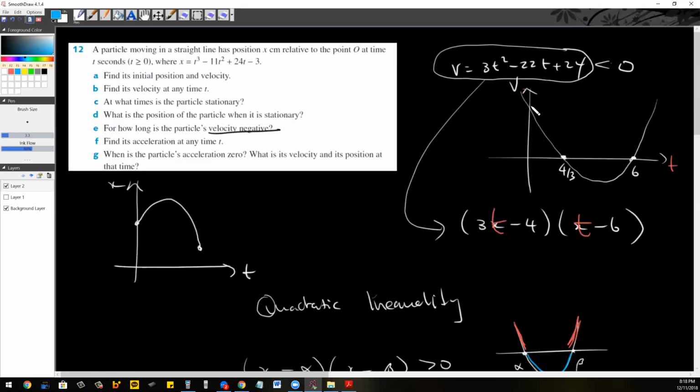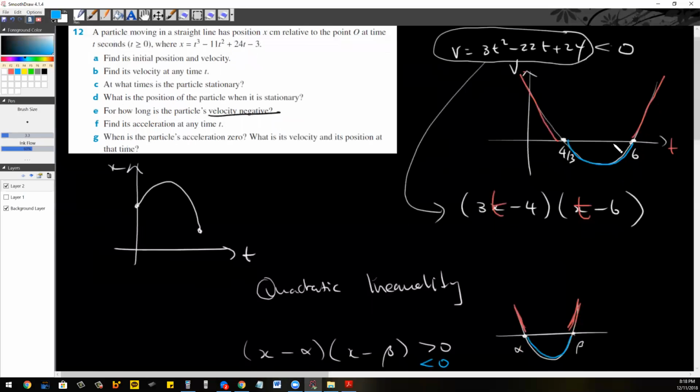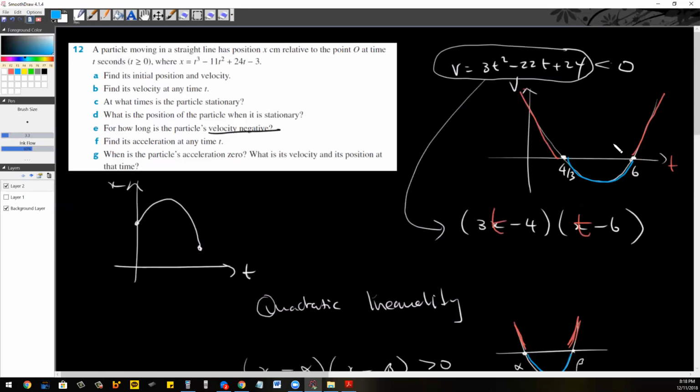Now you can see that the velocity is positive here and here, right? Negative here. Same thing as this one. So what must be the time so that the velocity is negative? It's between what? 4 and 3 seconds and 6 seconds.